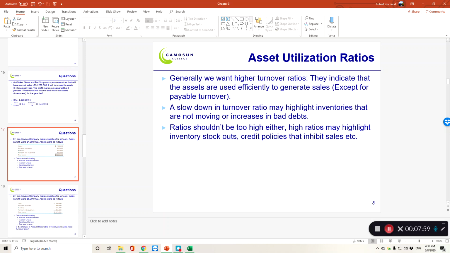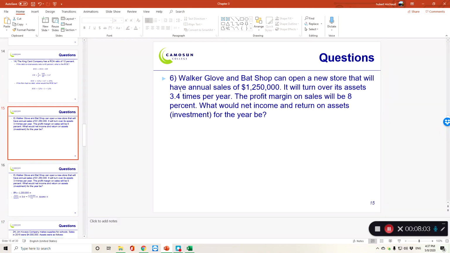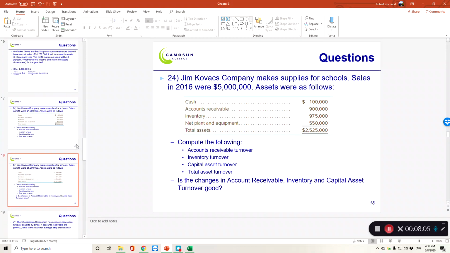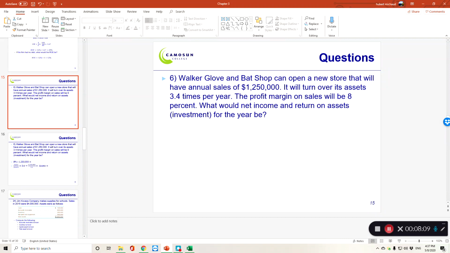Okay. There are more questions for you, starting with question 6 here, question 24 and question 21. So I'll let you do these ones, and then I'll come back to do the solution for you in a second. Okay, so you should have stopped it. I'm going to do the solution now. If you didn't stop it, stop it now.